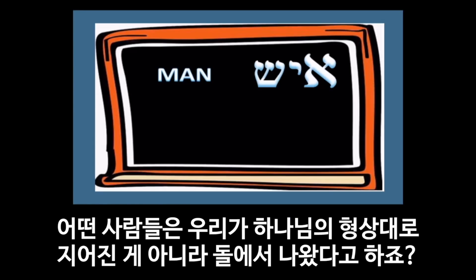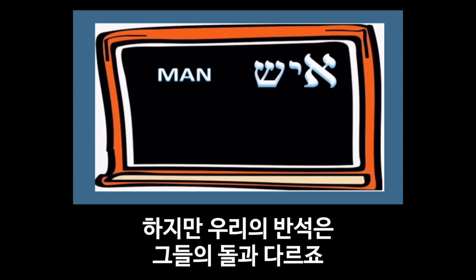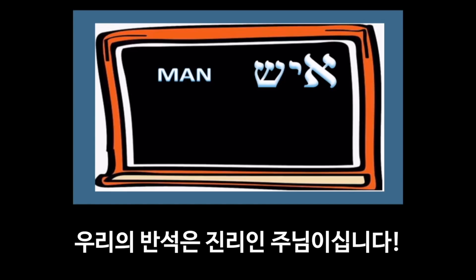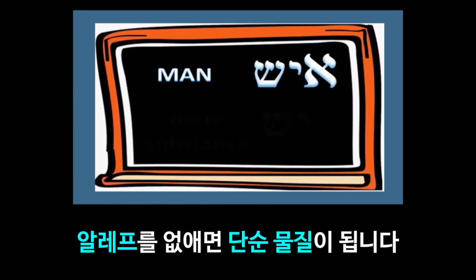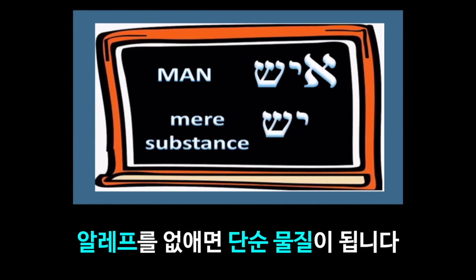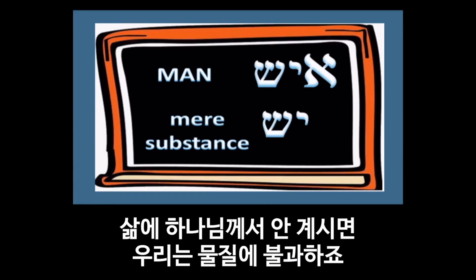But how do you know some people don't believe we were created in God's image? We came from a rock. Remember? Our rock's not like their rock. Our rock's the real rock. Do you know what happens if you take God's image away from man? You take the Aleph away, you have the Hebrew word for just a mere substance. Without God in our life, that's what we become, just mere substance.